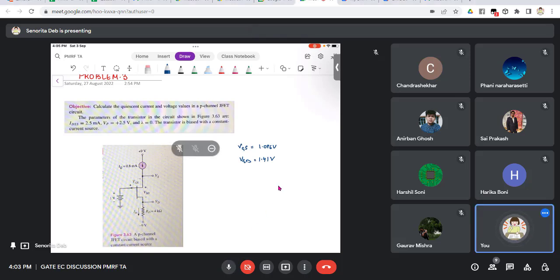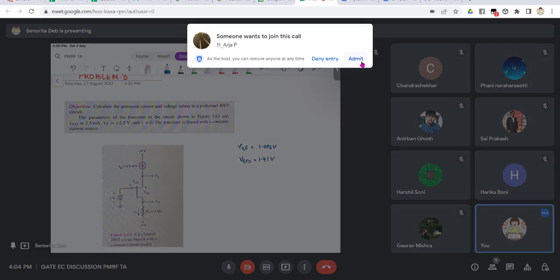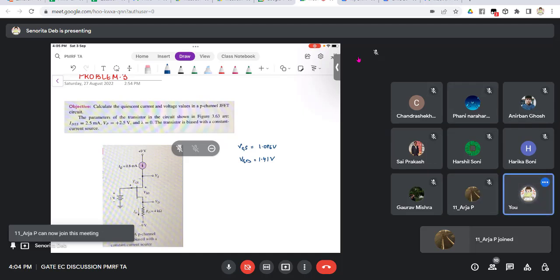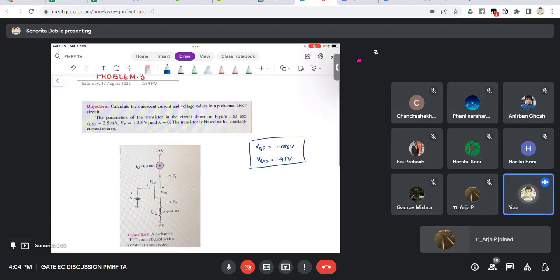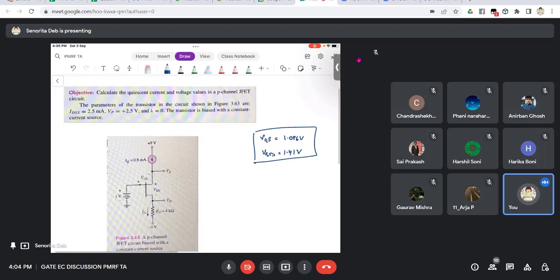So in the last class, we were discussing this final problem. Has anyone tried this problem? I have written the answer here, VGS and VSD's value. If anyone has tried, they can match. Or should I solve this question?